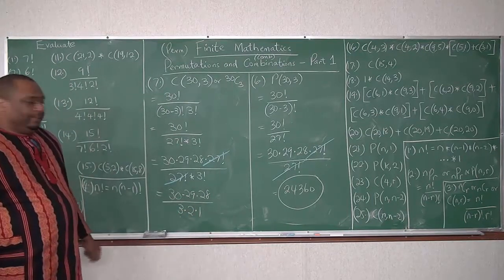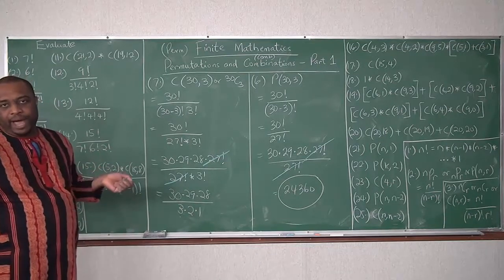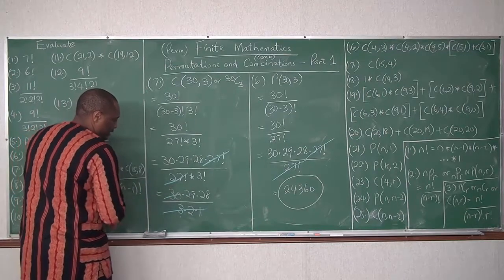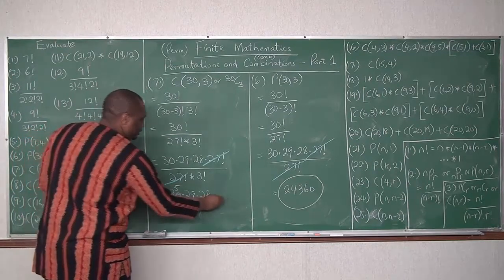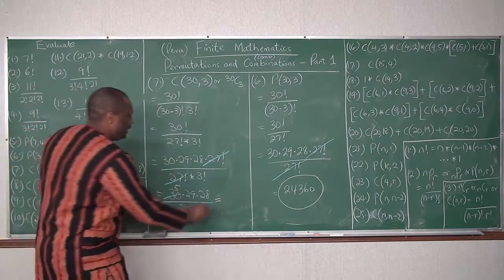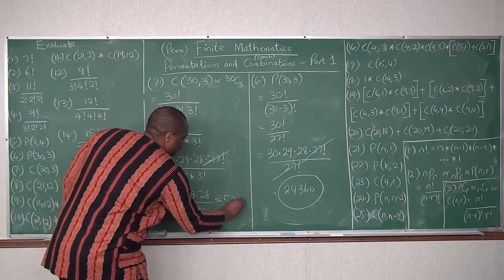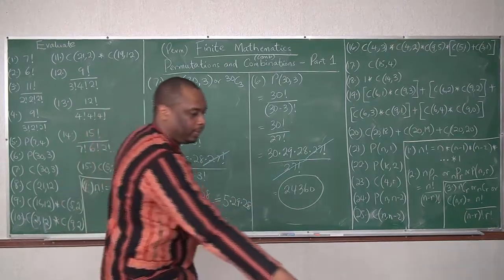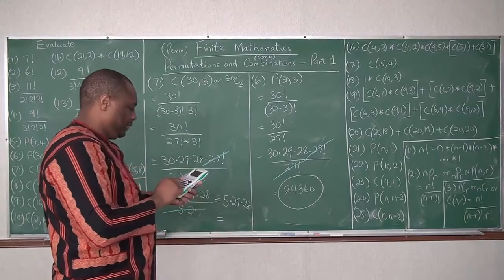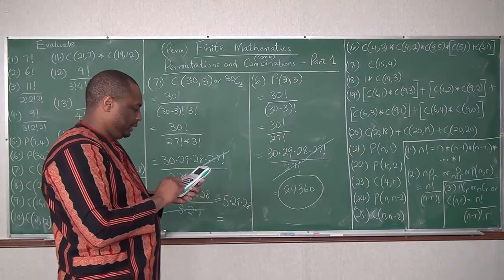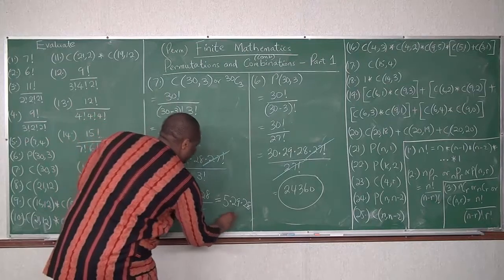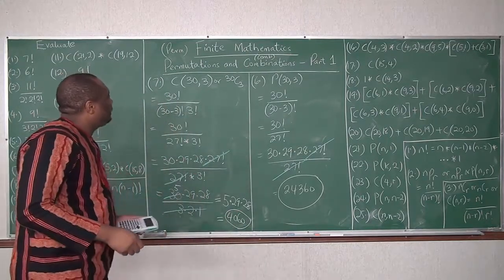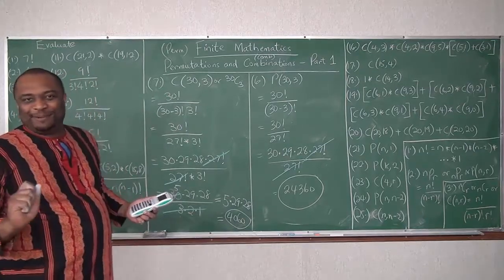3 times 2 is 6. 6 divided into 30 is 5. So we can just say 6 divided into 30 and we write 5 here. So this will be 5 times 29 times 28. And that gives us 4,060.